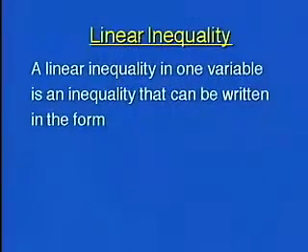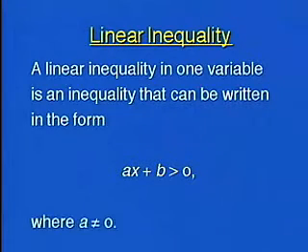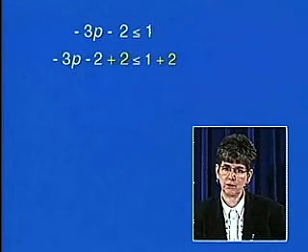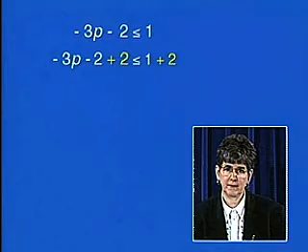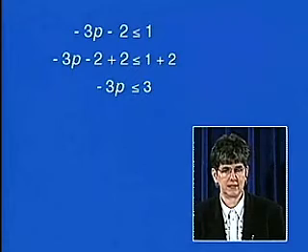Let's look at an example of a linear inequality. A linear inequality in one variable is an inequality that can be written in the form ax plus b is greater than 0, where a does not equal 0. Let's look at this example. We have the inequality negative 3p minus 2 is less than or equal to 1. Now the first thing we want to do is to add 2 to both sides of this inequality. This results in an equivalent inequality, negative 3p is less than or equal to 3.